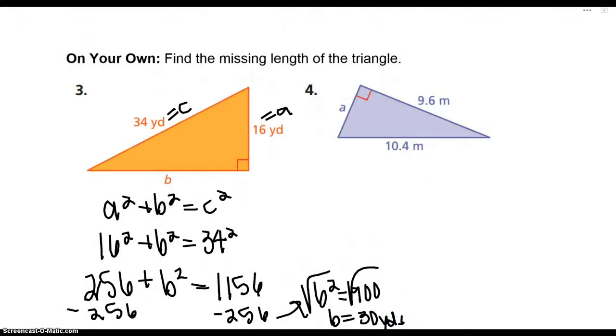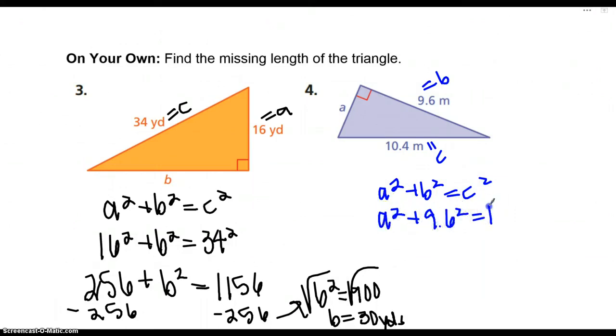Okay, number 4, this is A, this is B, and this is C. So you have A squared plus B squared is equal to C squared, and we're solving for A. B is 9.6 squared, and C is equal to 10.4 squared. Doing these in my calculator, 9.6 squared is 92.16. So it's A squared plus 92.16 is equal to 10.4 squared, which is 108.16.